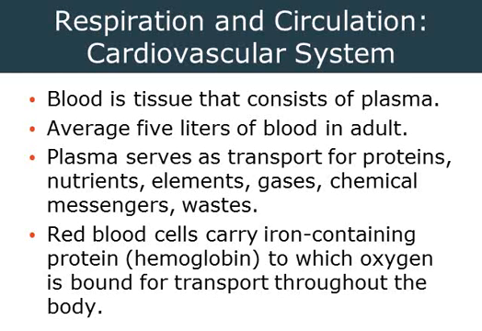Blood is that tissue that consists of plasma and the formed elements. The average adult has around 5 liters of blood, 5 to 6 liters of blood. Plasma serves as the transport medium for those different proteins, nutrients, elements, chemical messengers, hormones, waste products.